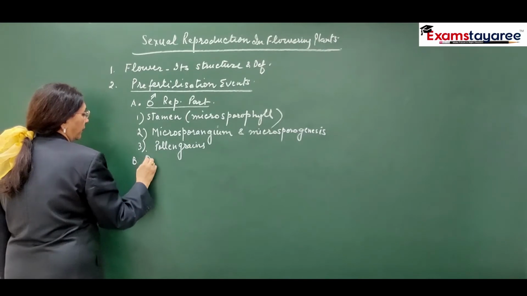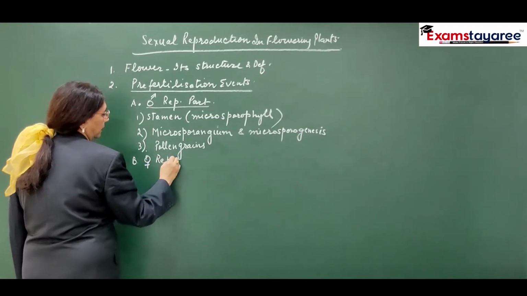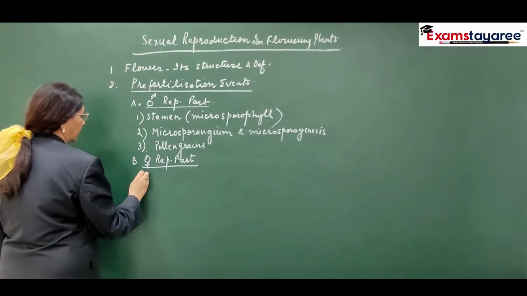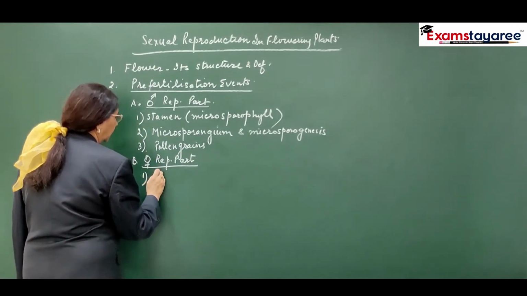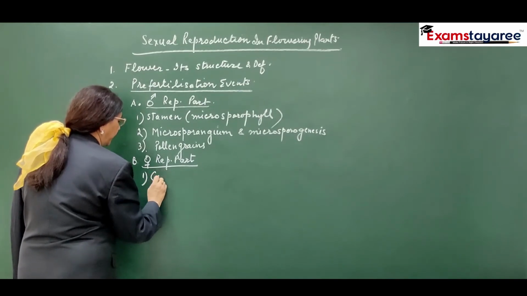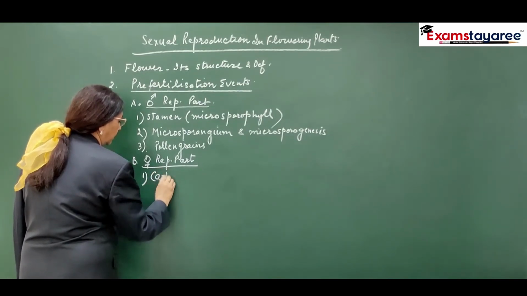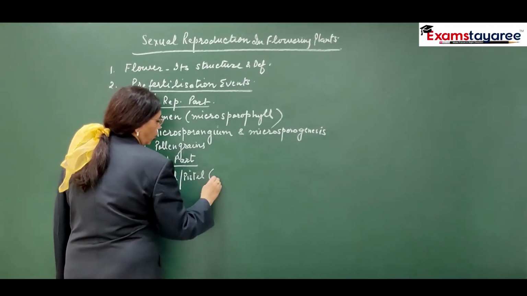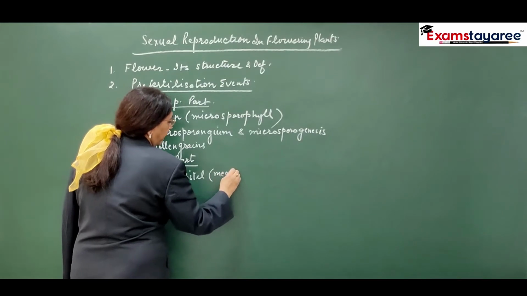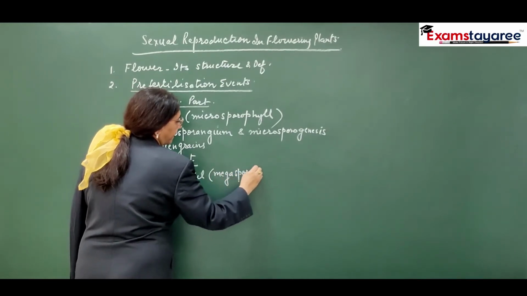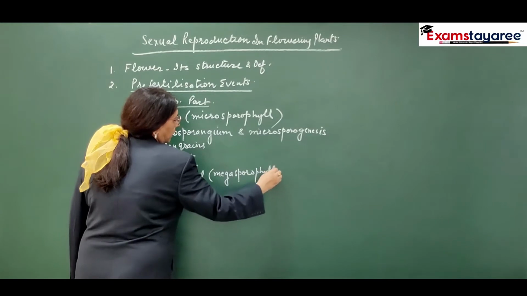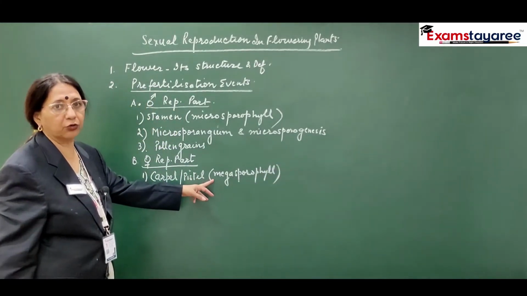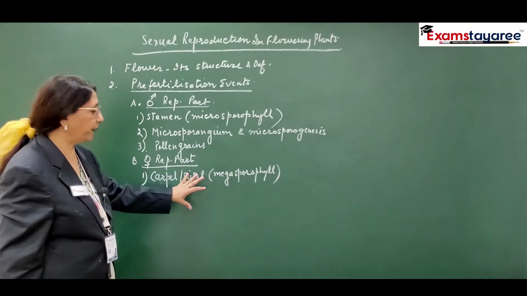Then B, female reproductive part, which consists of carpel or pistil, also known as megasporophyll. See, these are the different terms which are being introduced for the first time, so you should be careful.